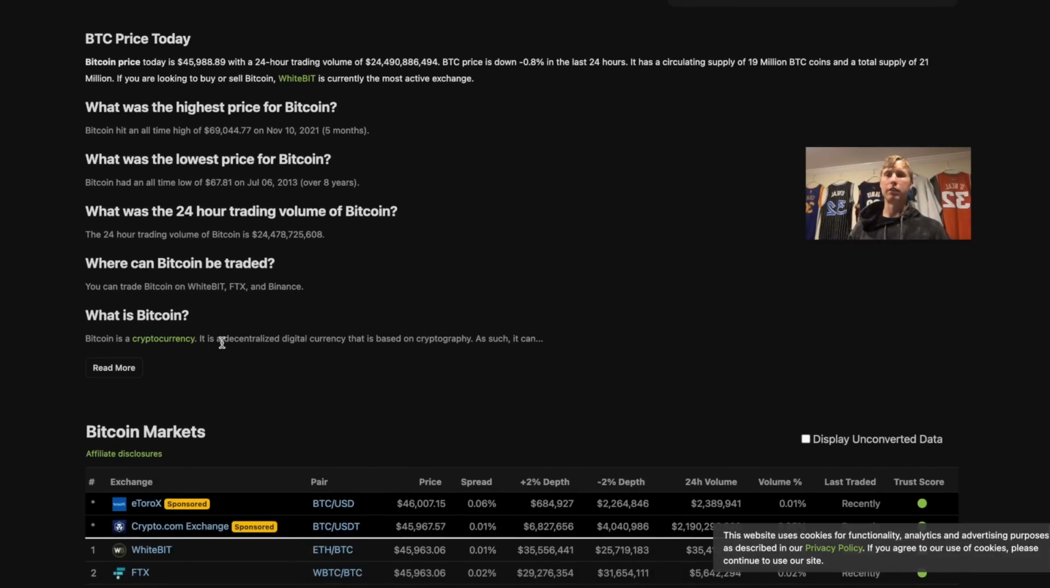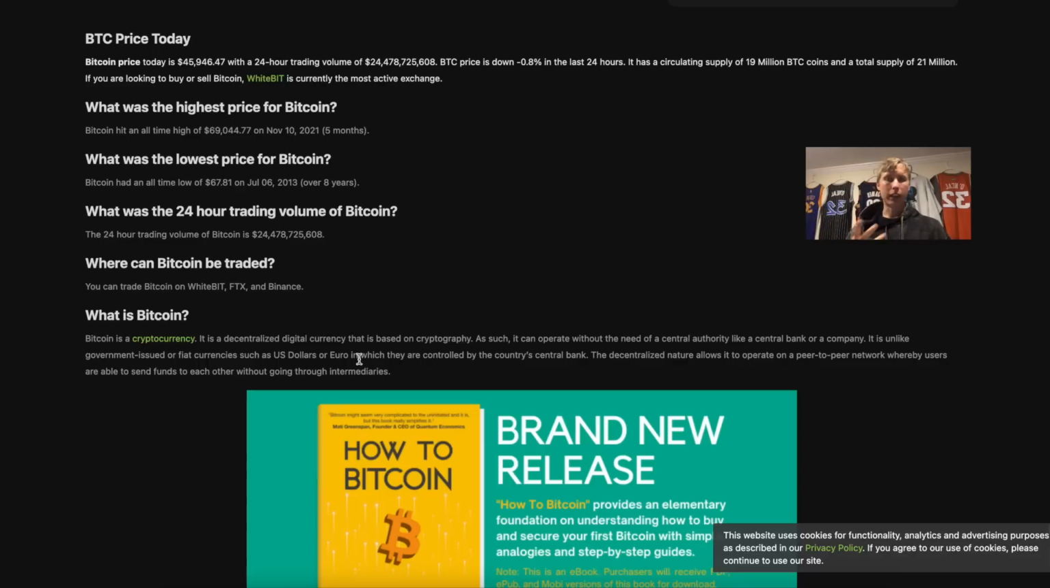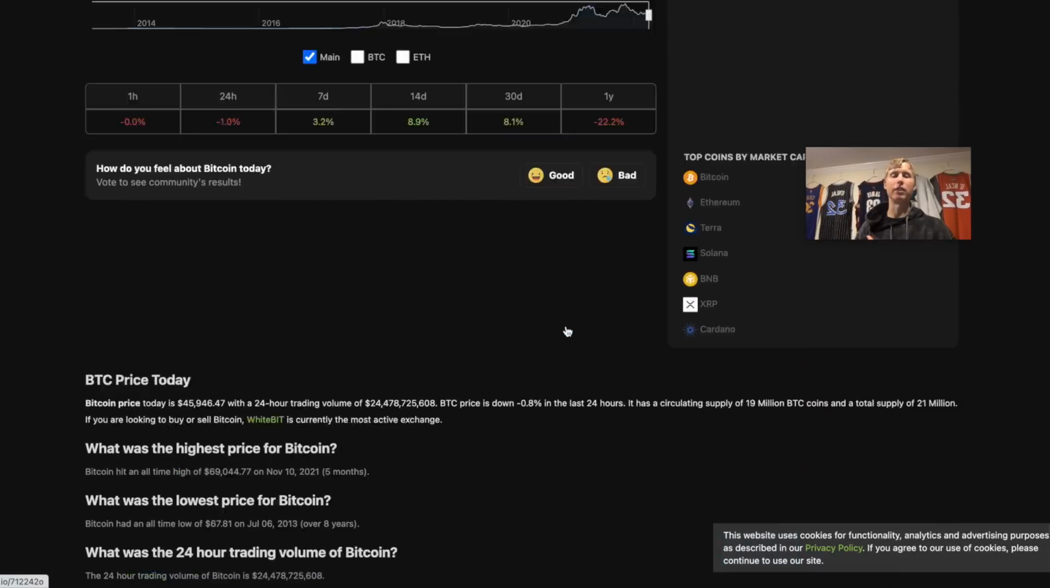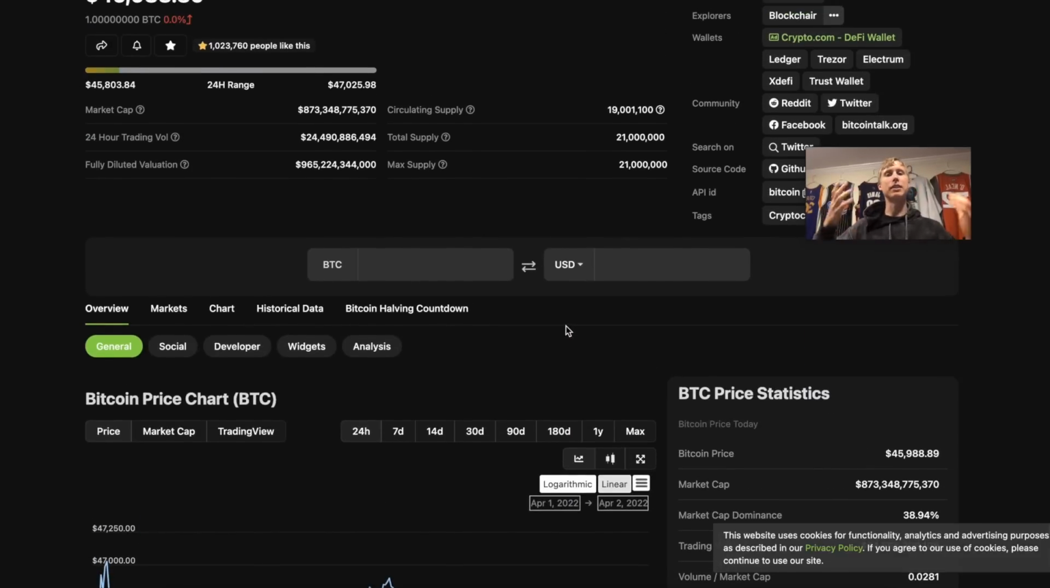Well, Bitcoin is a cryptocurrency. It is a decentralized digital cryptocurrency that is based on crypto. Look, they give you an example, and they break it down. They tell you what it is. What this site is, it's a data aggregation site. So it pulls information from all different websites and puts it all into one little page and one little platform. Of course, this is not a be-all and end-all. This is not your only go-to place.